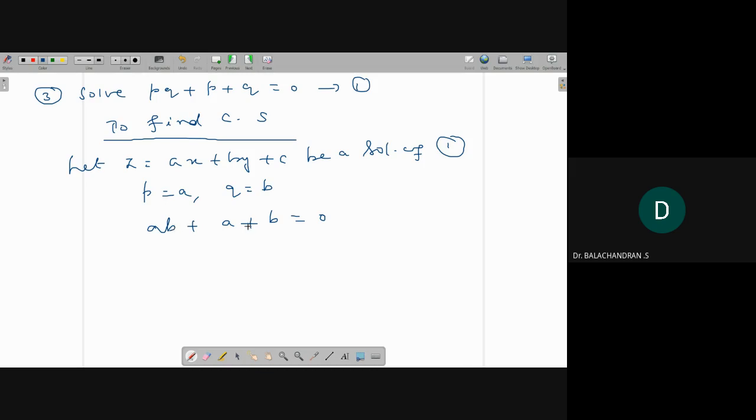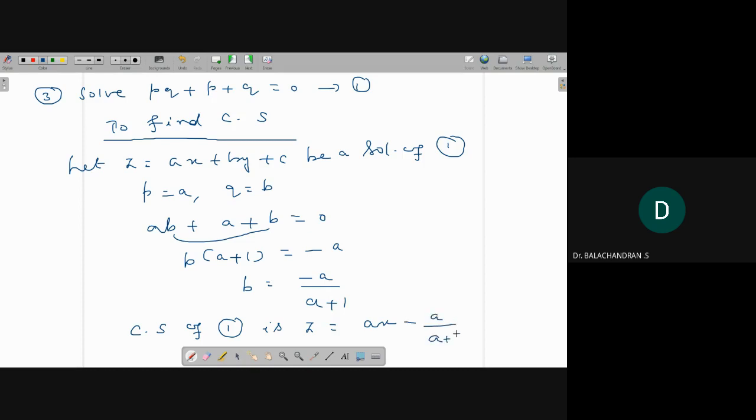Either you can write a in terms of b or b in terms of a. If you group these two, you get b into (a plus 1) equal to minus a. So b equal to minus a by (a plus 1). Now the complete solution of equation 1 is z equal to ax minus a by (a plus 1) into y plus c. I call this equation number 2, where a and c are arbitrary constants.